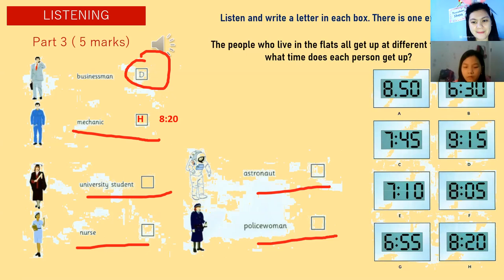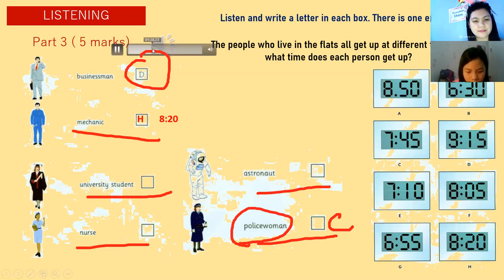The policewoman who lives in the downstairs flat is running. Okay, let's start with the policewoman. What time did the policewoman get up? Let's see. Okay. Next. Wait. Before she goes to work. Nice. Yes, at the first floor. He gets up at about 8:20, then has a shower every day. The mechanic gets up at 8:20. Okay. University student? He catches the bus at 8:50.